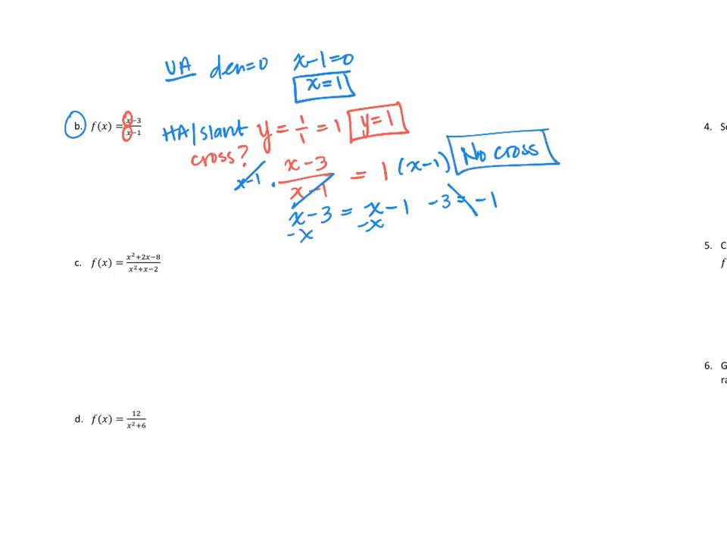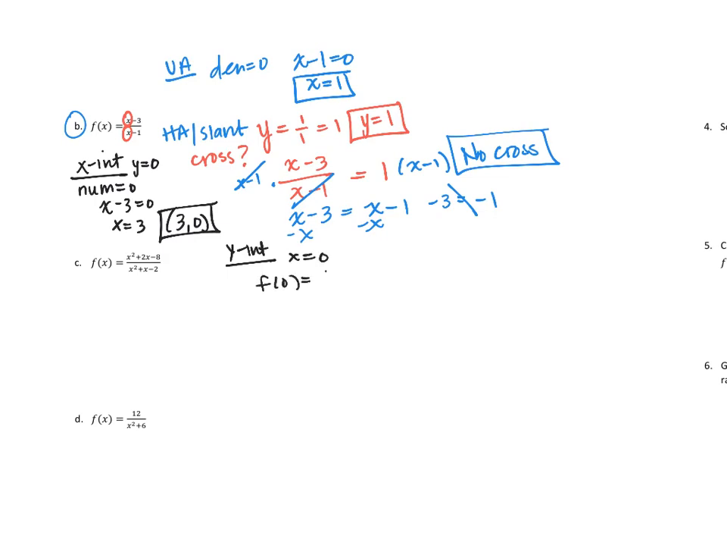Then we want to find our x-intercept, and to find the x-intercepts, that's when we set the numerator equal to 0, because it's when our function equals 0, when y is 0. So that's going to be when x minus 3 is 0, which happens when x is 3. So we have (3, 0) as our x-intercept. And we also need to find our y-intercept. That's when we let x equal 0. So f of 0 is 0 minus 3 over 0 minus 1. So that's going to be a positive 3. So (0, 3) is our y-intercept.